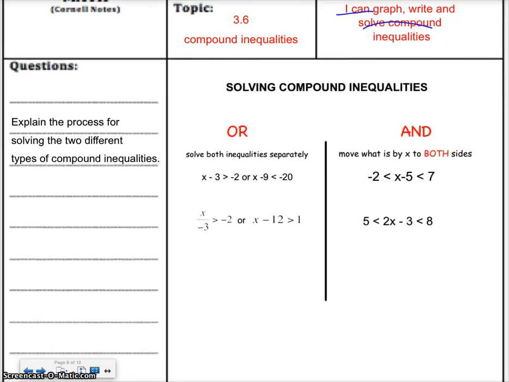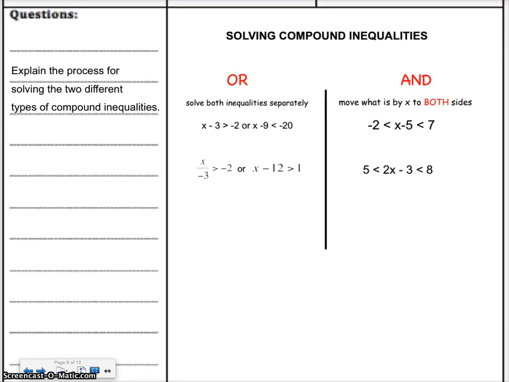So you have two different compound situations, your ORs and your ANDs. Both of them, you deal with a little bit differently to solve. In OR, what you do is solve both inequalities separately. That means it's kind of a bummer because you're solving two equations in one. So it's double the work. But it is what it is, you just have to do it.